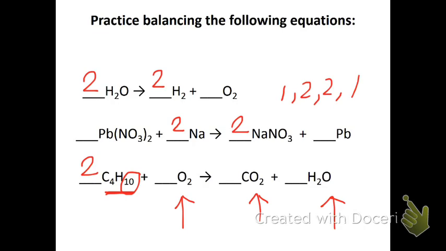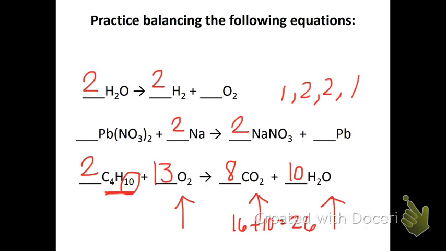So now I would put a 10 in front of water. What would I put in front of carbon? 8. Oh, and then a 5. Yeah, 4 times 2 is 8. So then I add up my total oxygen over here. I have 16 plus 10 is equal to 26. So I would put a 13 right there.